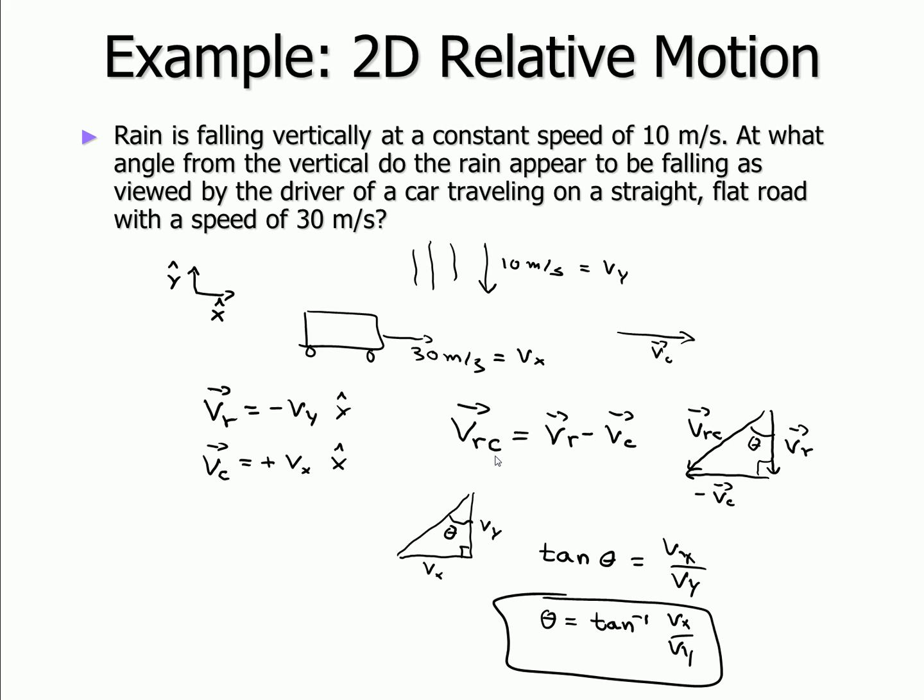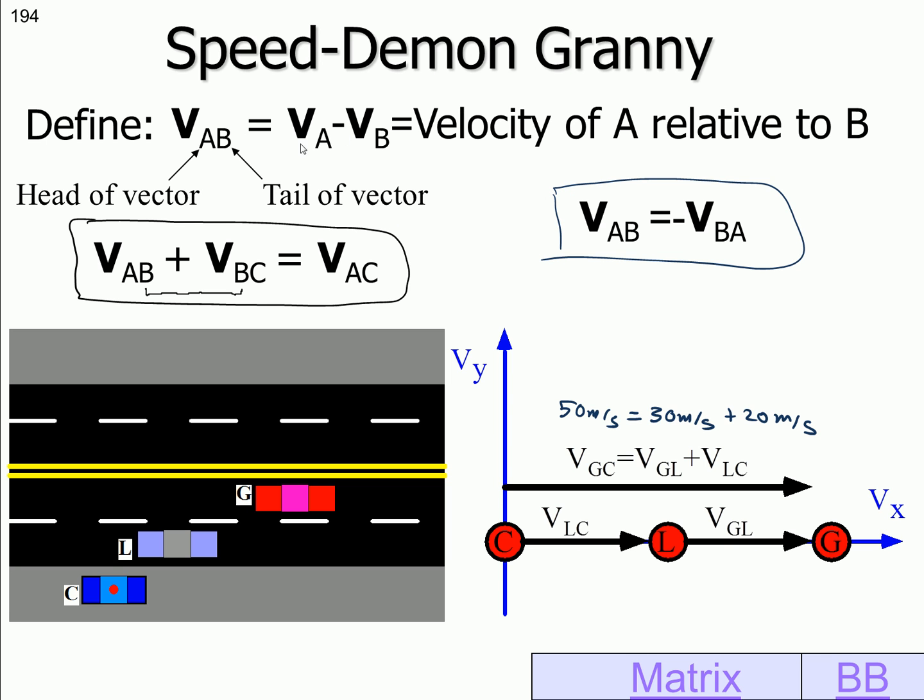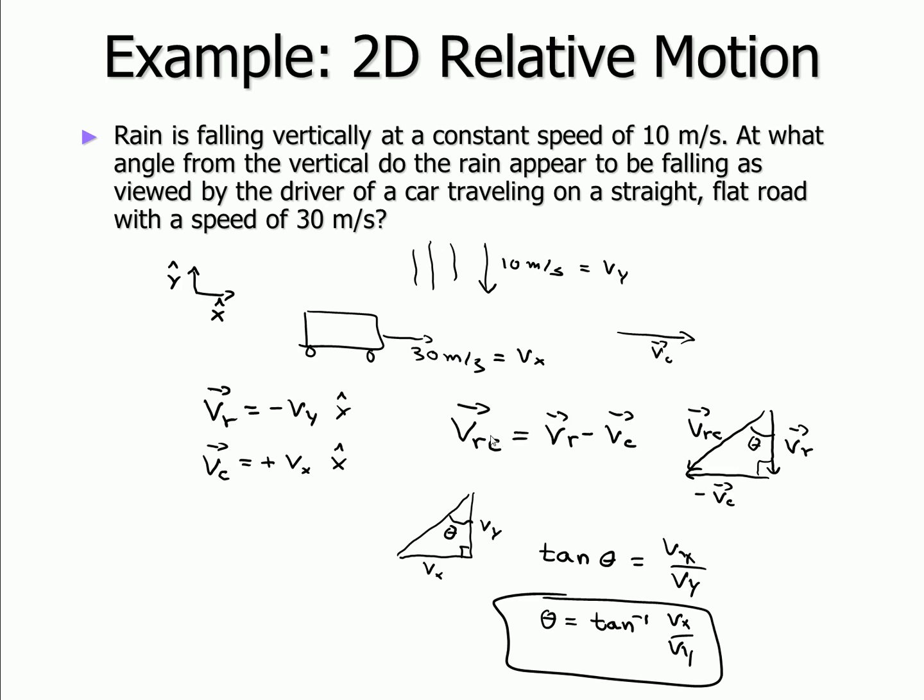So we go back to that previous definition, and we say that it's the velocity of the rain minus the velocity of the car. So now we need to draw this as a vector. The velocity of the rain is pointing down, and then minus the velocity of the car is pointing to the left with the same magnitude of v sub c. So here we have a right triangle, and what we're trying to figure out is this angle, theta.